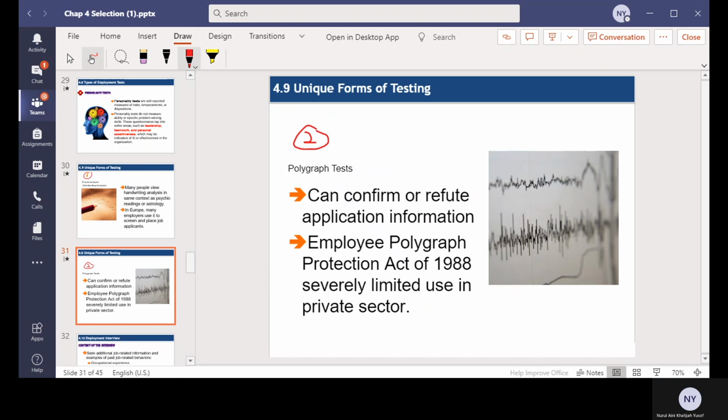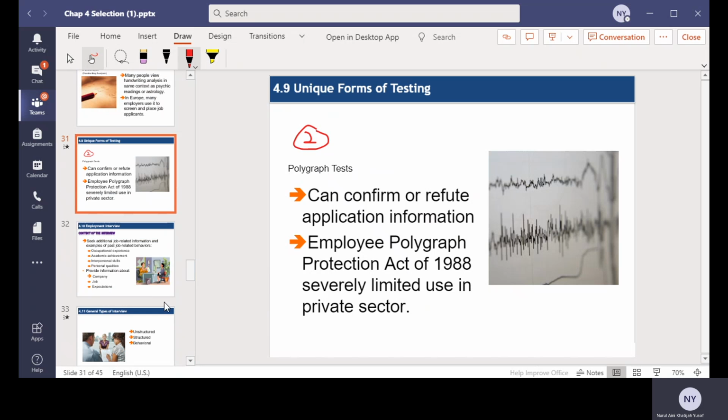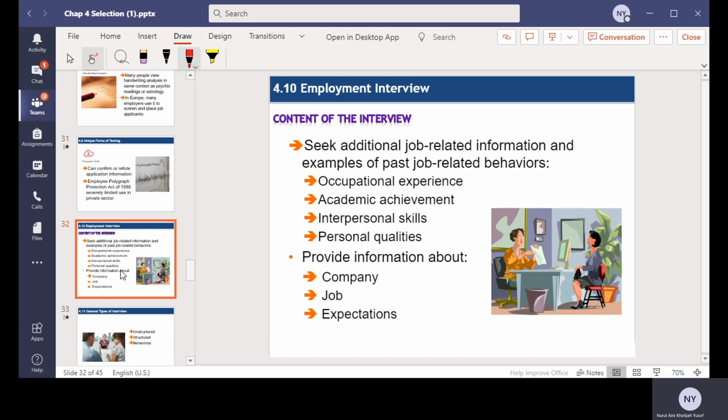Okay. All right. Next one is the employment interview. So of course, once you have sat for the test, the fourth step is the interview. During the interview, the company would like to know about your experience, your academic achievement, your personal characteristics, interpersonal skills, and personal qualities. Are you good in leadership? Are you good in time management?